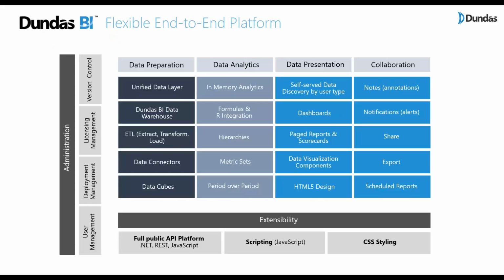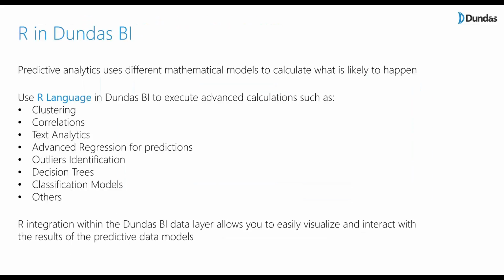And within Dundas BI, where you utilize R is within the data analytics layer inside what we call a data cube using the R transformation. Now, Dundas BI does offer a lot of inbuilt statistical and financial formulas that you can utilize, but if you want to execute any advanced calculations, such as clustering, correlations, text analysis, regression, outliers, and decision trees, that's where you would utilize the power of the R language and execute them and get the result and then visualize it.